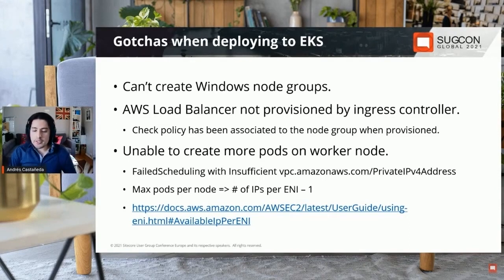In AWS Kubernetes service, you need to provision at least 1 Linux node group to support the system services, which adds an extra cost to your environment. So that, as I said, is another thing to consider.